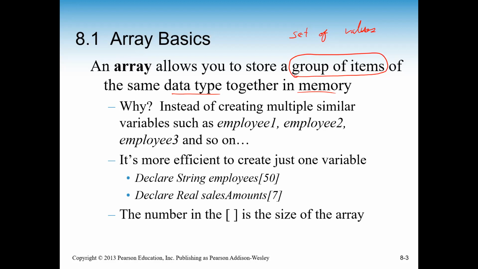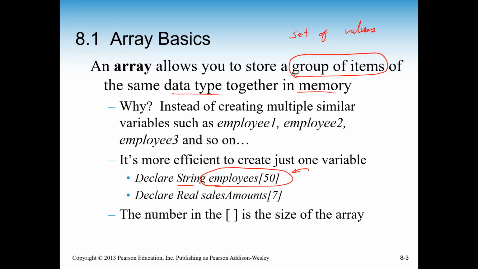So it's the same idea. It's the same idea there. So it's more efficient to create just one variable and move it around, right? So if you have 50 employees, okay, so declare string, and then you have employees of size 50.